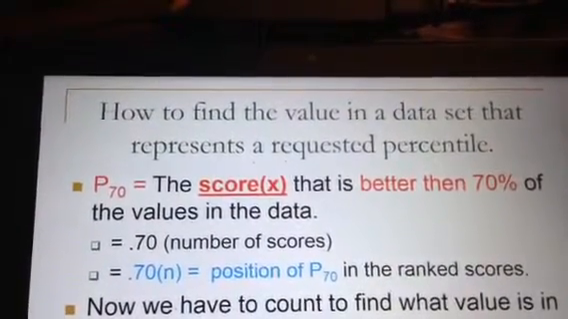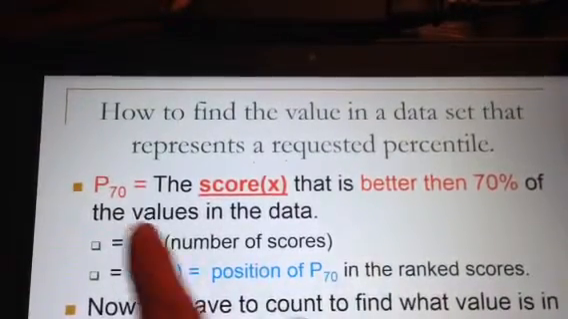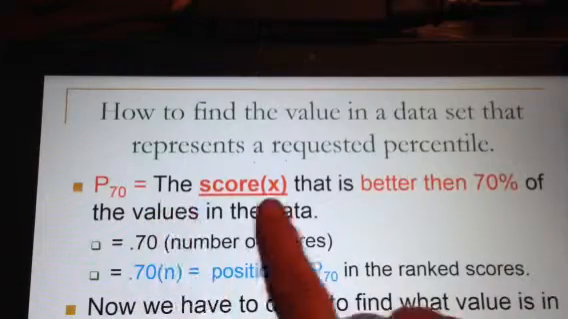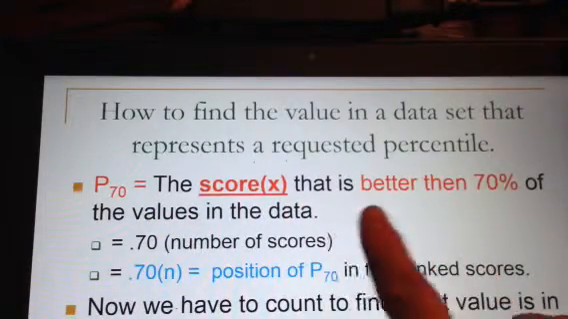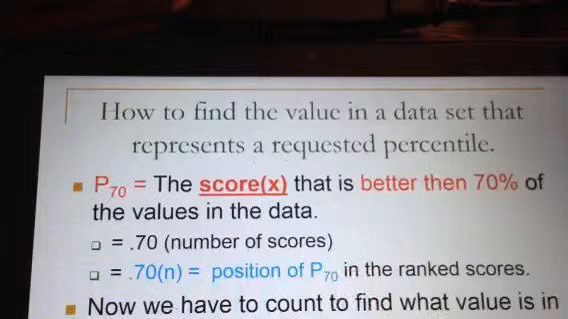How to find the value in a data set that represents a requested percentile. So if it's asking for P70, that score is better than 70% of the values in the data. So 0.70 times the number of scores, you would just take 70% times n. And that would be the position. Now we have to count to find what value is in that position. So 70% and 30% is what P70 stands for.